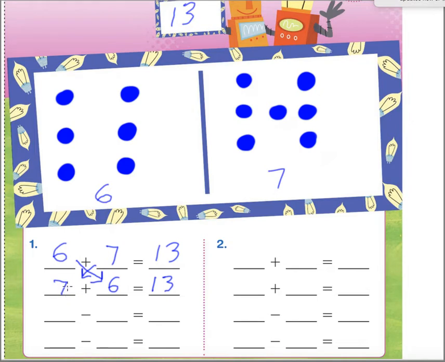Now let's make a subtraction sentence with these three numbers, which means what? What's the first thing we have to do?